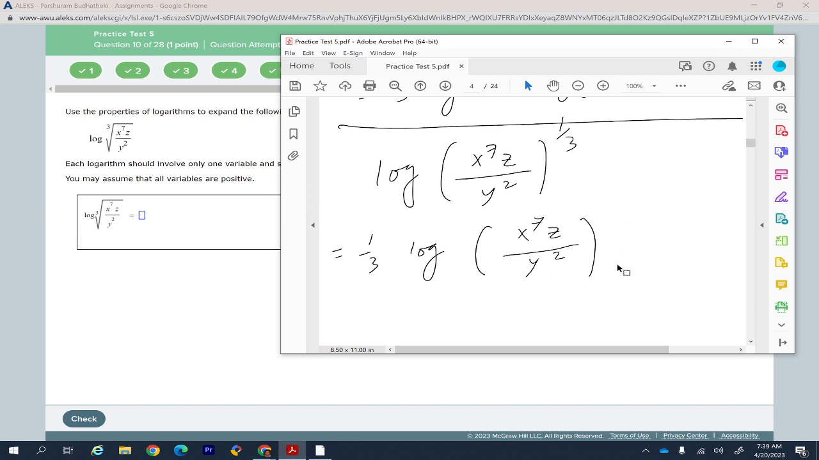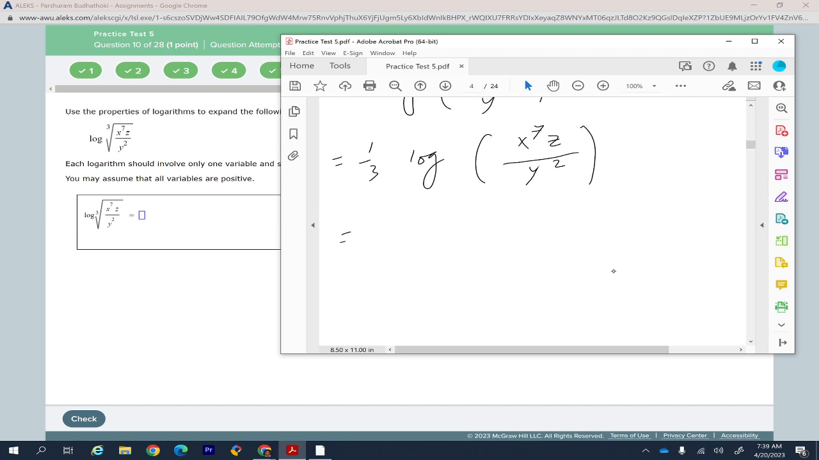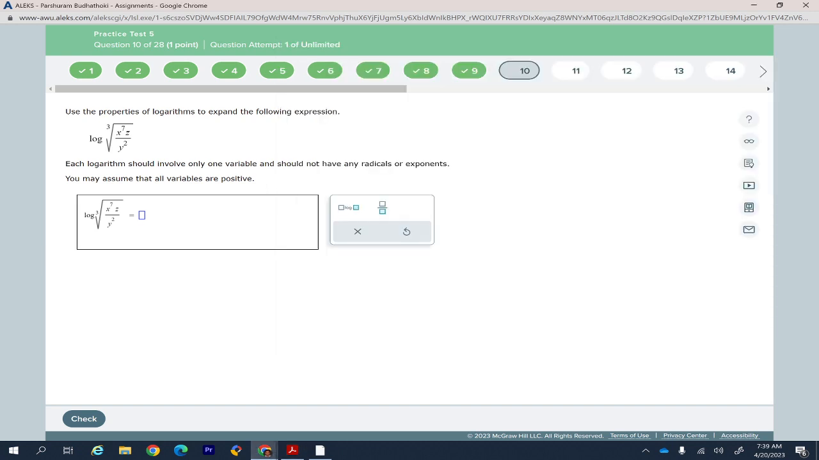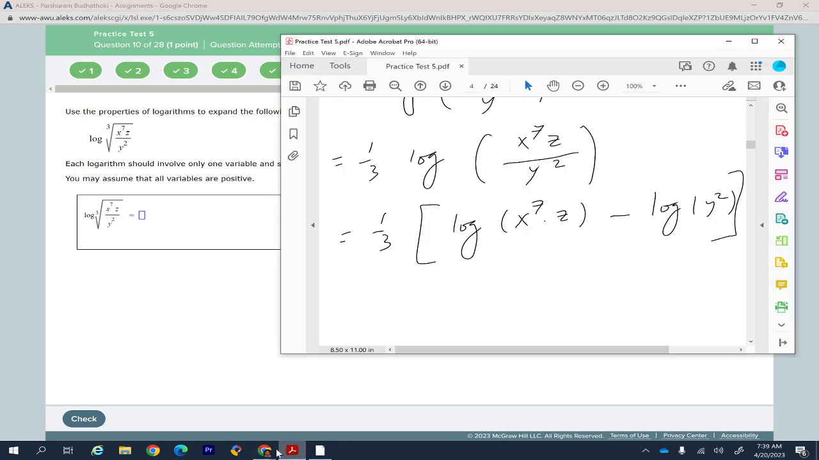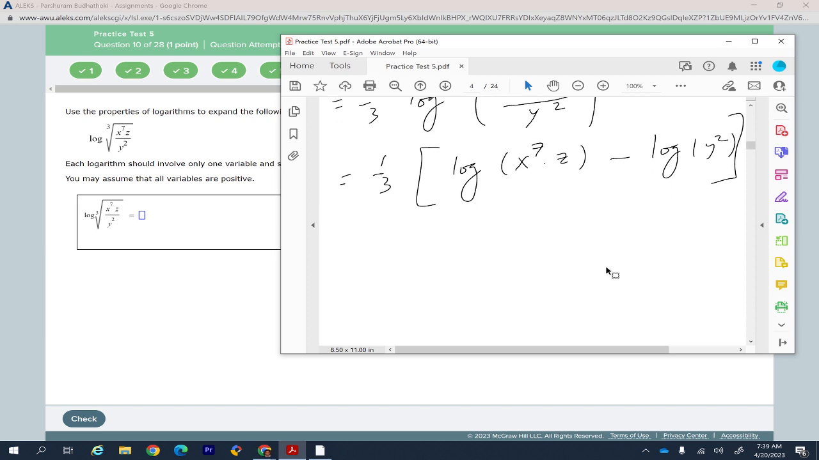Because there is a quotient, you have to use the quotient rule. So that is actually log of x to the power 7 times z minus log y squared. Read the instruction. It says each logarithm should involve only one variable. So there are two variables, and it should not have any radicals or exponents. As you can see here, there are two variables, so you have to expand this. There is an exponent, so you have to use the power rule.